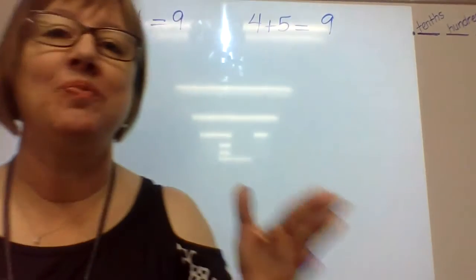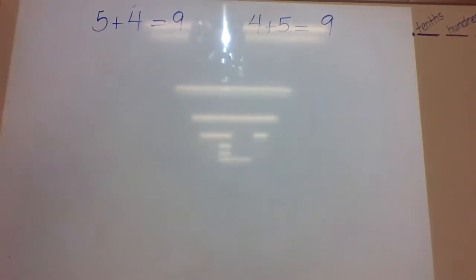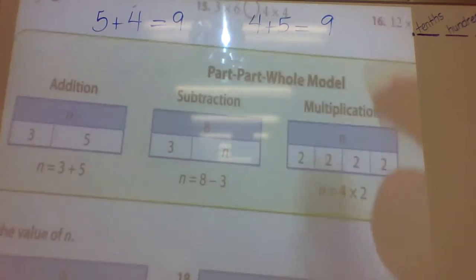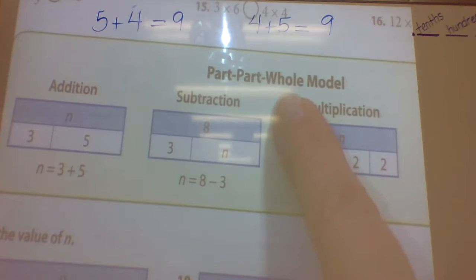Okay, so go back to that section. Let's see here. It's on page 233 on the front side here with all these boxes, okay? What we're learning is the part-whole model, okay?